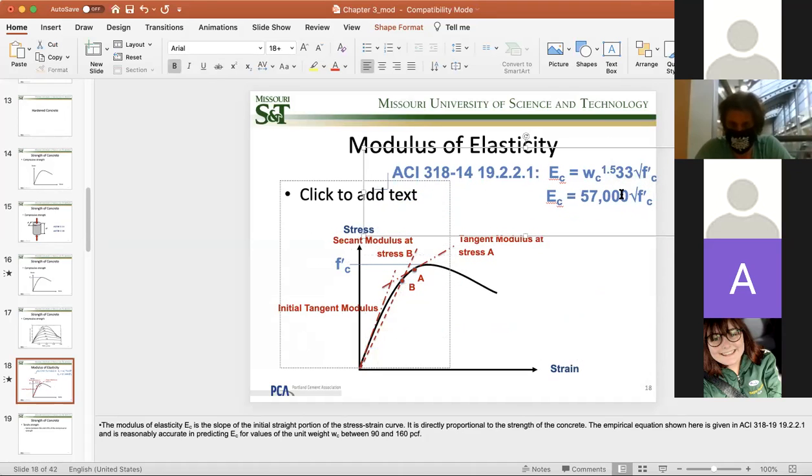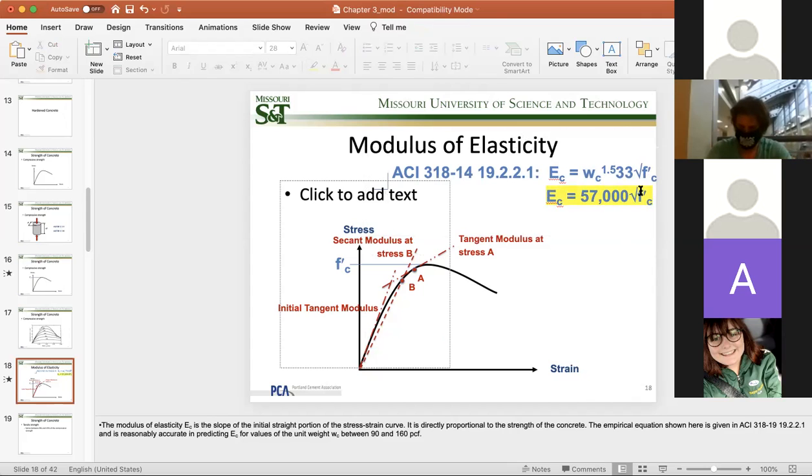Okay, the secant modulus is actually an equation of the peak stress. There are two types of formula here. One, we can use the density of the concrete, wc to the power 1.5, multiplied by 33 and the square root of f prime c. f prime c is the compressive strength we just mentioned. Or we can use 57,000 square root f prime c. Now this equation here, 57,000 square root f prime c, is the equation we use most of the time to estimate the elastic modulus, or modulus of elasticity, for the concrete.